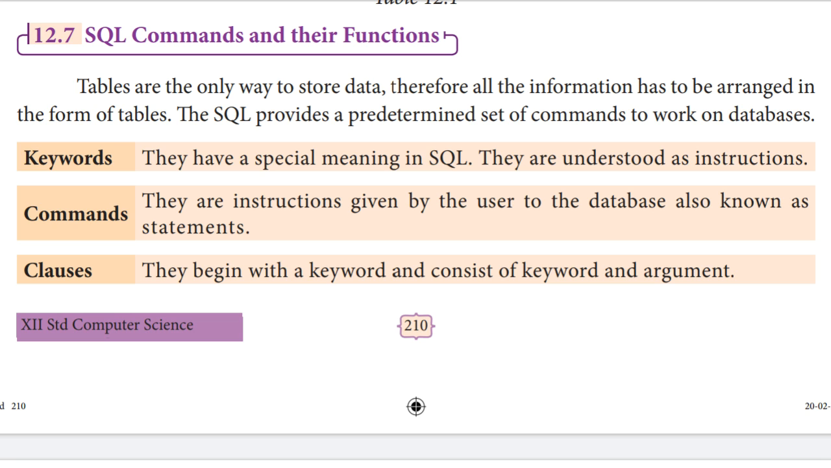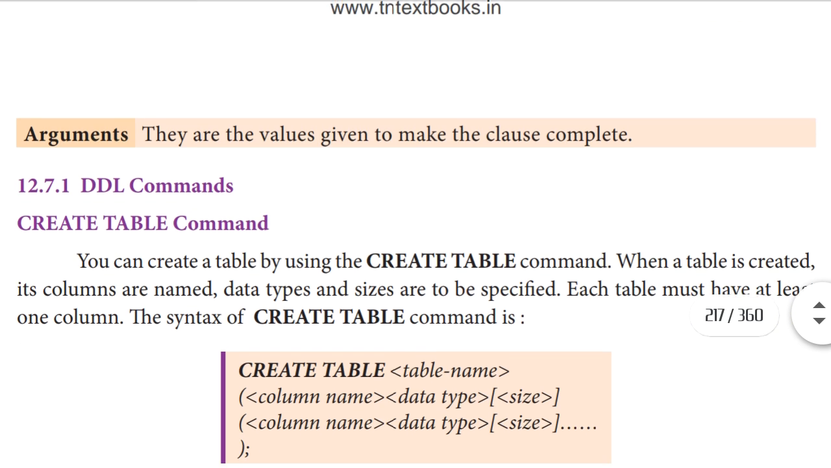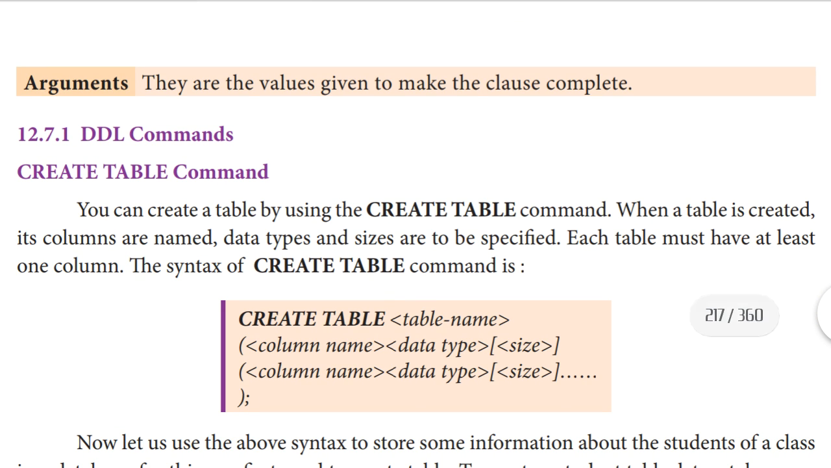A keyword is a reserved word. It gives a special meaning in SQL, so it is only understood as an instruction. Next one is commands. Commands mean we are giving instructions to the database, so we can say this is a statement also. Next one is clauses. A clause begins with a keyword and consists of a keyword and argument. Next one is the argument. They are the values given to make the clause complete.